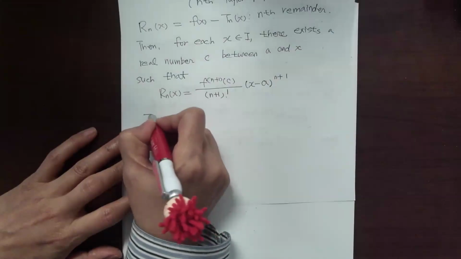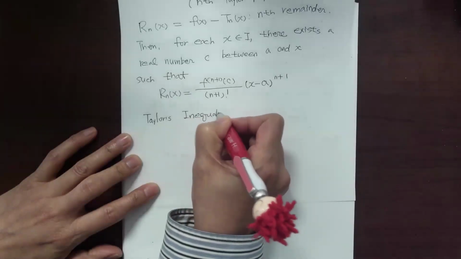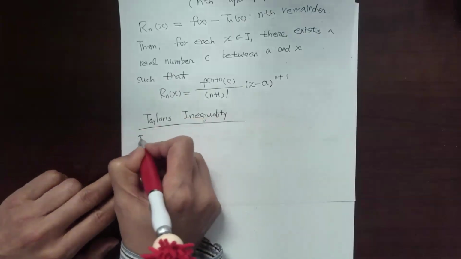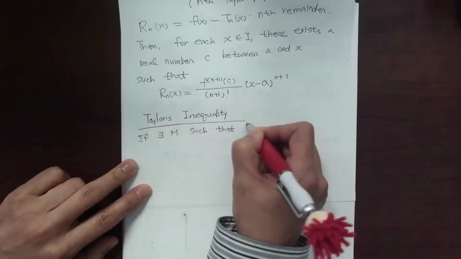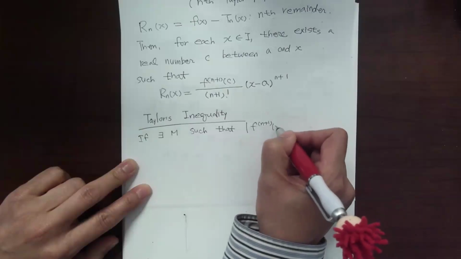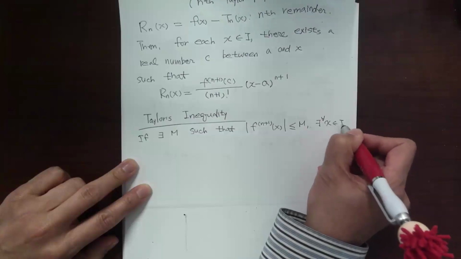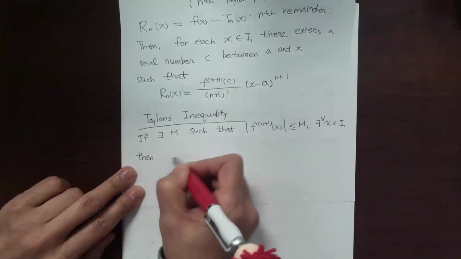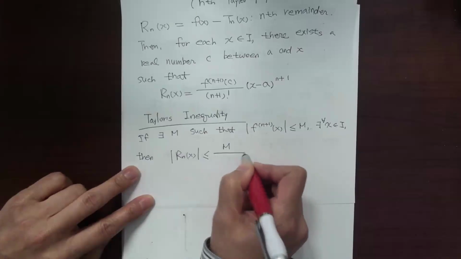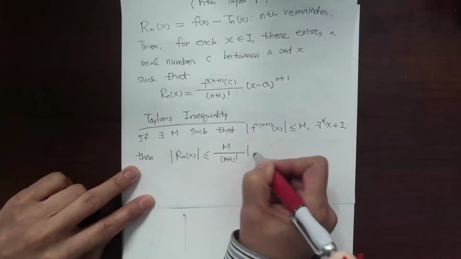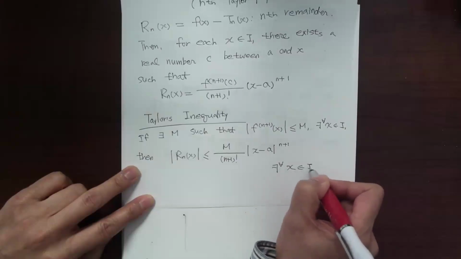And Taylor's inequality says if there exists M such that the absolute value of the n plus 1th derivative at x is less than or equal to M for all x in the interval, then R sub n of x, the nth remainder, is bounded by M over n plus 1 factorial times absolute value of x minus a to the n plus 1 for x in I.